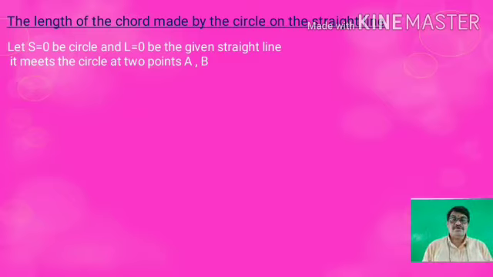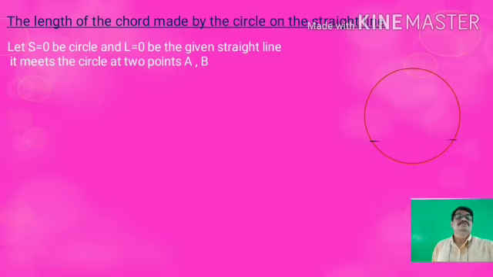Next, now we have to find the length of the chord made by this circle on the straight line. So this is the concept here. Let S equal to 0 be the circle and L equal to 0 the given straight line. It meets the circle at 2 points. Now we find the length of the chord AB. So this is the circle. This is the chord. It intersects the circle at A and B.